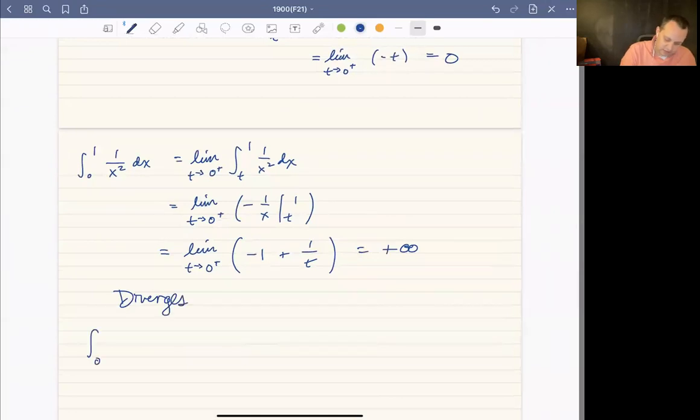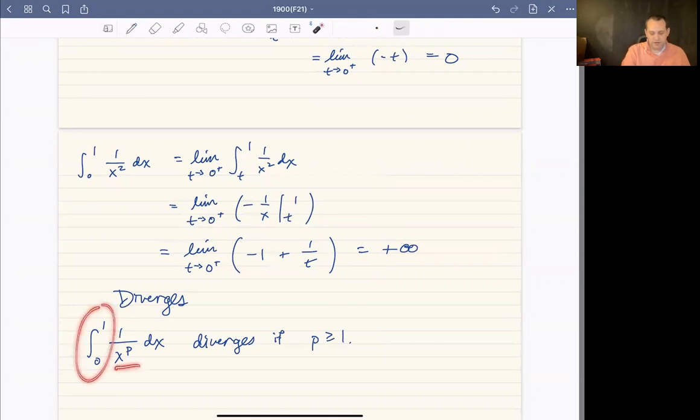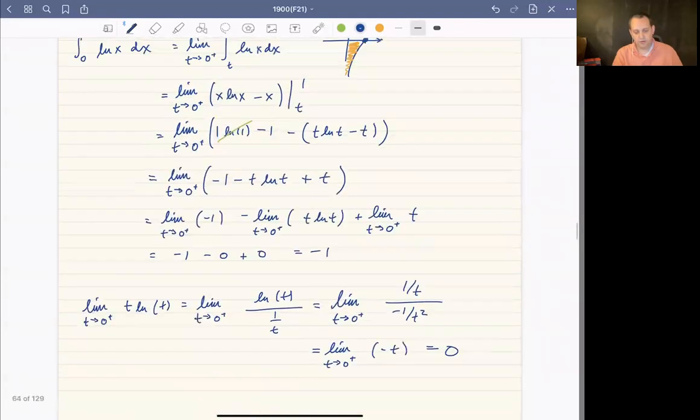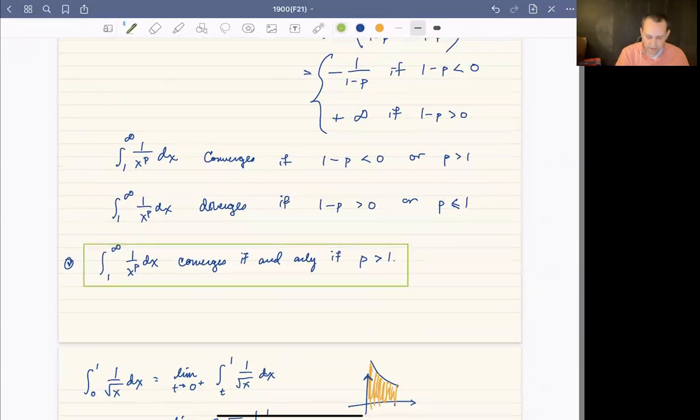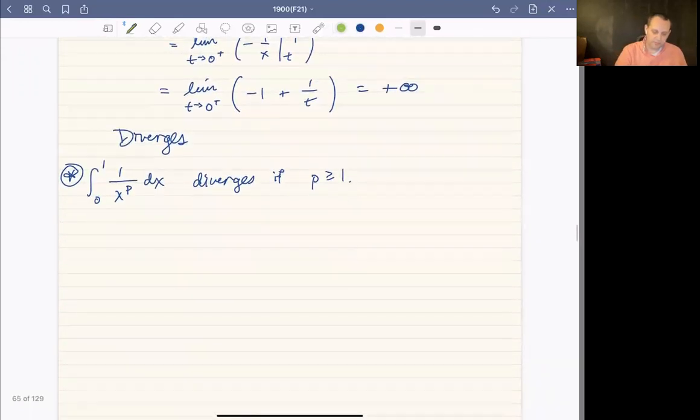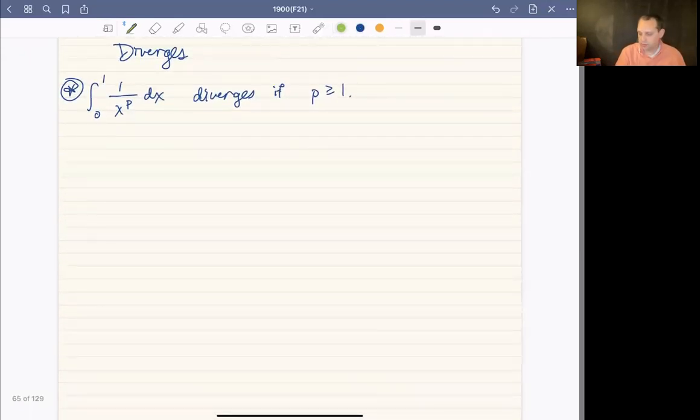You can check that the integral of 1 over x to the p dx diverges if p is greater than or equal to 1. Okay, and it happens to converge otherwise. This is a different integral than we had before. Even though the integrand is the same, the bounds are different, and that matters a lot. Okay, so this is, I think, another good fact to know. The other p integral is the more important one. We're going to use this one over and over and over again in chapter 11. The other one is just kind of a nice thing to know as well. So that diverges if p is greater than or equal to 1.